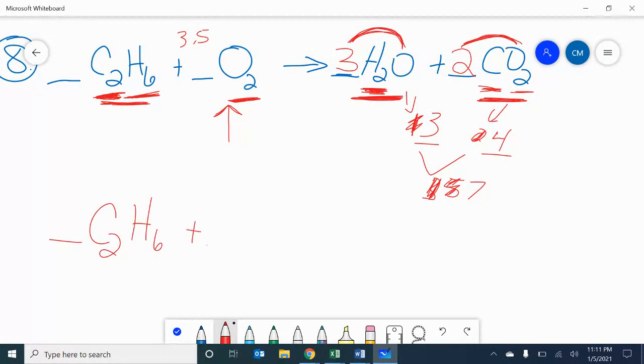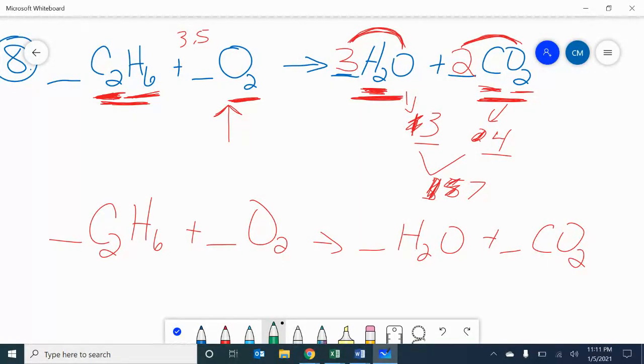C2H6 plus the O2 produces the water and the carbon dioxide. And my teacher said just double everything. Well, okay. Let's see how that goes. Up here, I haven't understood 1, correct? So I'm going to double that to a 2. Put a 2 there.